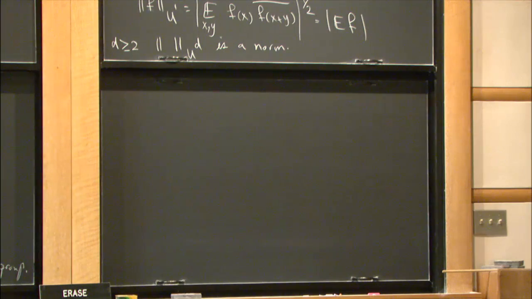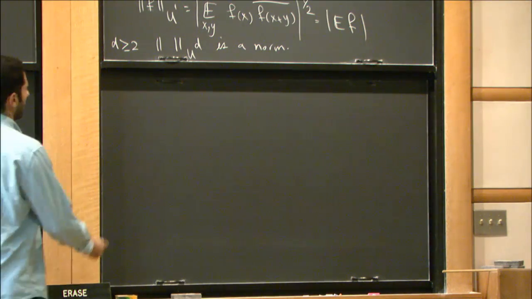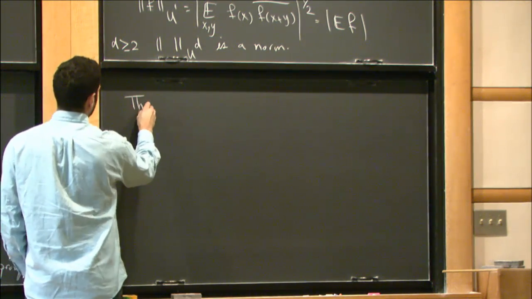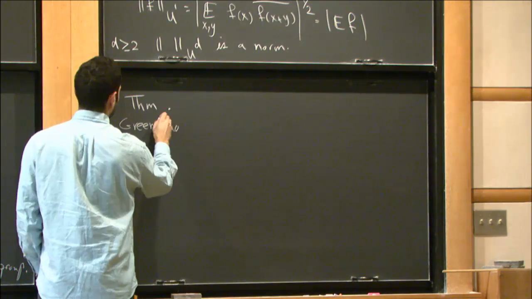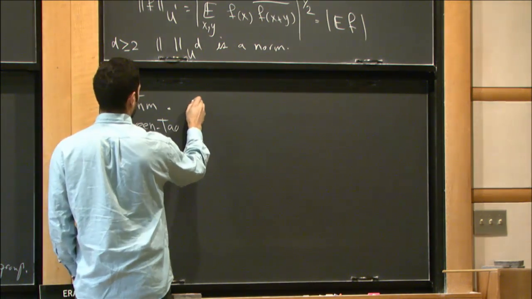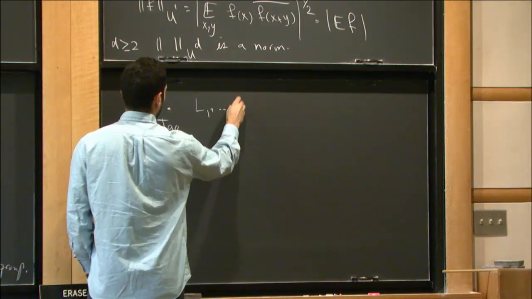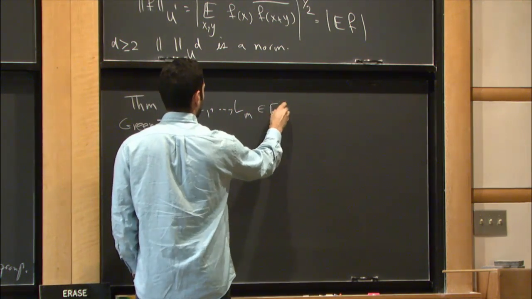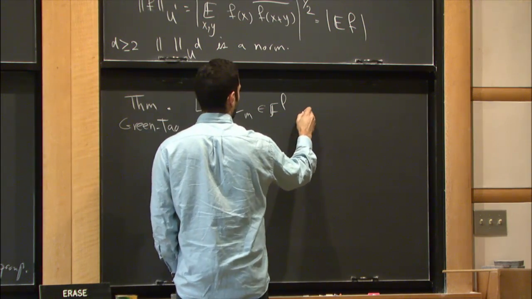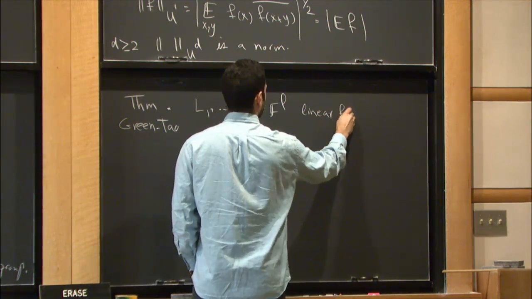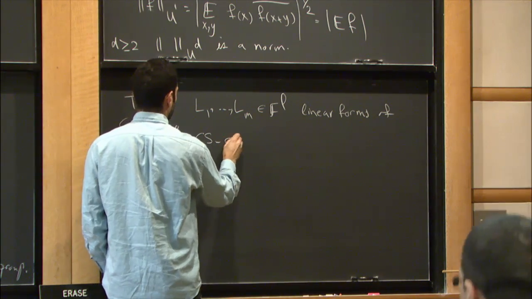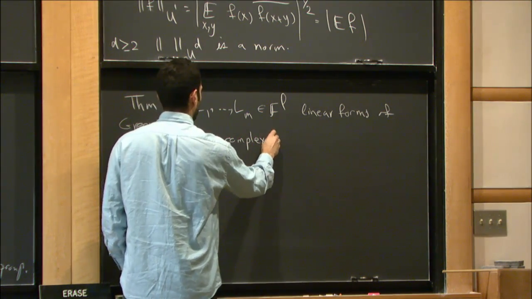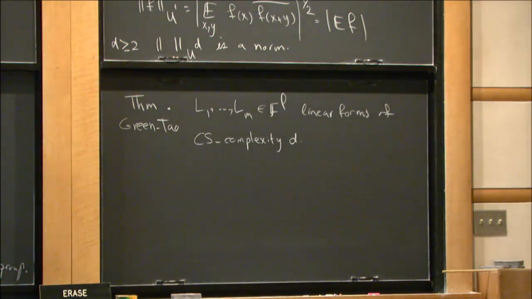And the relation to the density of linear forms is exactly described by the Cauchy-Schwarz complexity. In particular, there's a theorem of Green and Tao that shows that if L1, ..., Lm are linear forms of Cauchy-Schwarz complexity d, then the following thing holds.